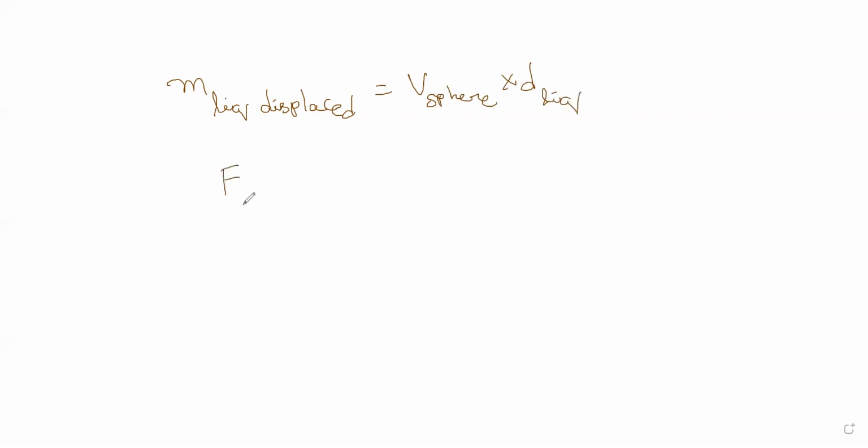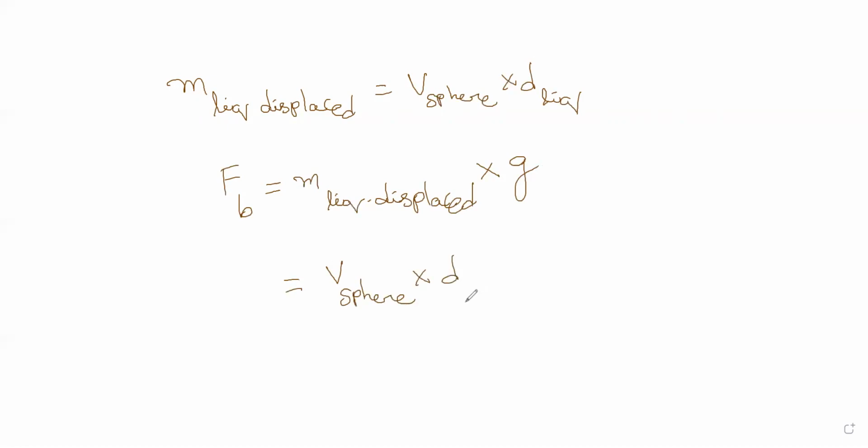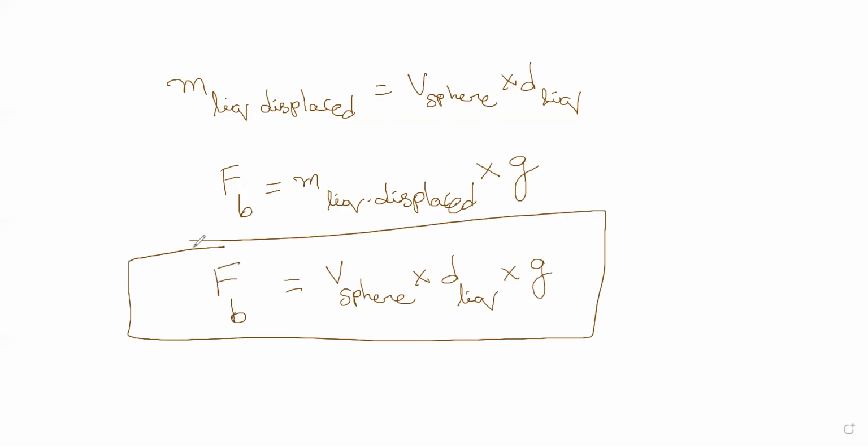So the buoyant force is very simple after that. Buoyant force is the mass of the liquid displaced times gravity. That's it. That's how we calculate the buoyant force. So we can simply write the equation: volume of the sphere times density of the liquid times the gravity. That is how you calculate the buoyant force. So it is mass of the liquid displaced times gravity. If you do that, what you get is the buoyant force.